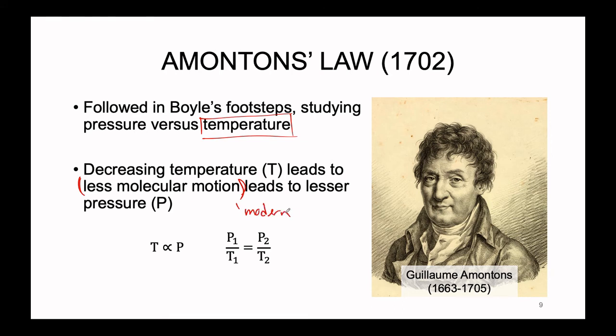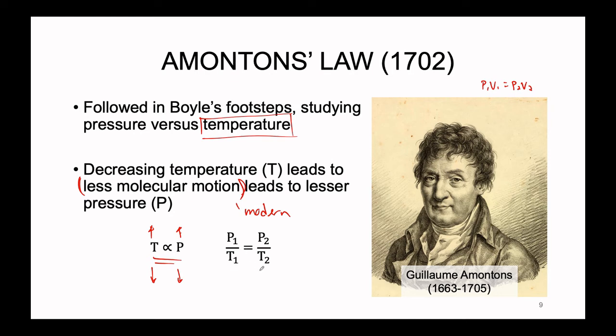Amontons' law. Amontons more specifically was observing the relationship between temperature and pressure, and that the two were directly related to one another. So greater temperatures led to greater pressures, lesser temperatures led to lesser pressures. And in much the same way as Boyle's law was constructed, which is most consistently represented as P1V1 is equal to P2V2, Amontons was also able to put together a pretty consistent relationship.